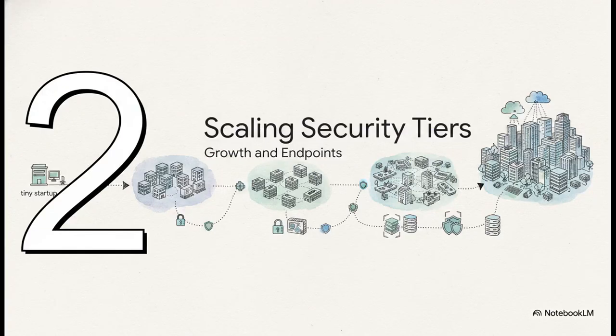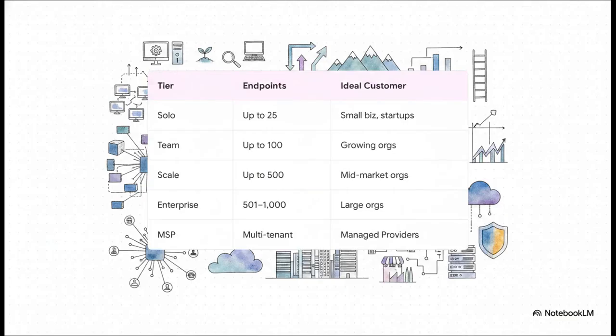Moving right along to Section 2, scaling your security tiers. Now, what is really interesting about this breakdown is how clearly it defines the endpoint thresholds. You can actually track a journey from startup to enterprise right here. The solo tier is built for small businesses and startups with up to 25 endpoints. Then the team tier kicks in for growing organizations up to 100 endpoints. Next up is the scale tier, handling mid-market organizations up to 500 endpoints. After that, we step into totally custom territory with enterprise for 501 to 1,000 endpoints. And finally, the MSP tier for managed service providers who are dealing with massive multi-tenant setups.